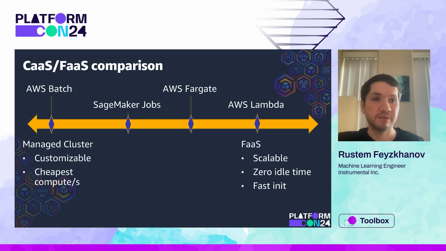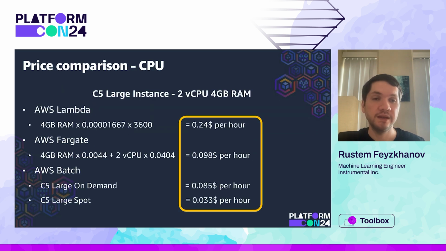If we compare them together, we will see that Batch provides a more managed cluster option, very customizable, and has the cheapest compute. And with AWS Lambda, we have a very scalable option with zero idle time and fast init, but also more expensive. If we compare the cost for the same compute, we will see that AWS Lambda can be several times more expensive than Fargate or Batch. But you need to remember that with Fargate and Batch, the minimal payment is per 1 minute. So if your job takes 10 seconds, you still pay for the whole minute.